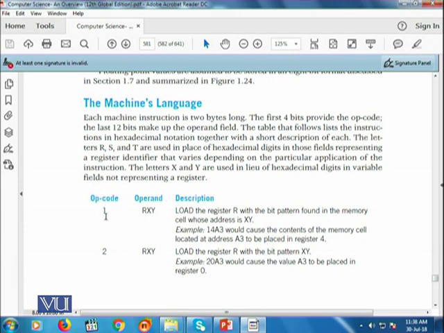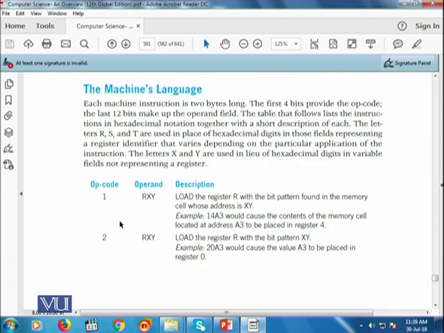For example, if you see an instruction with 1 at the start of the instruction, that means you need to load from the main memory. RXY: R represents the register number where that loading should be performed, and XY denotes the location in memory from where the data should be fetched. So for example, if it is written 1500, this would mean that 00 is the location in the RAM, 5 is the register number available within the CPU, and 1 means that you need to load.